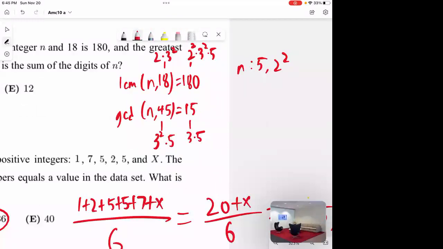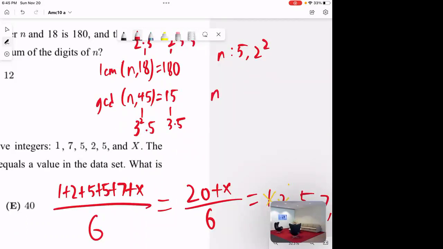So 45 can be factored into 3 squared times 5, and 15 can be factored into 3 times 5, right? So what we know is that n must have at least one 3 as well, right? Because the GCD, greatest common divisor, 15, is a divisor of n. So n is divisible by 3, and it's divisible by 5. Well, we already have that above. But we also have another condition here, because n and 45 have a GCD of 15. Therefore, n cannot be divisible by 3 squared. Hopefully you guys can see why that is.